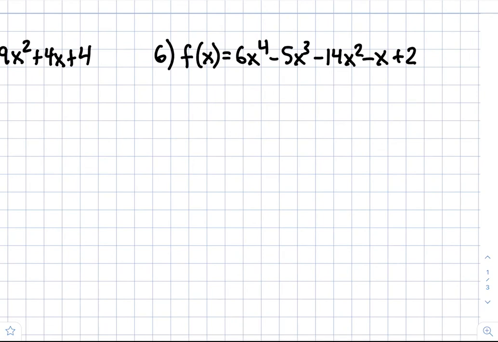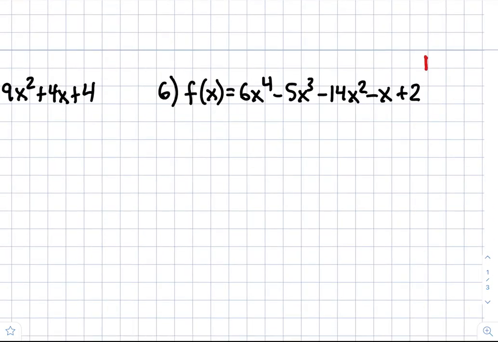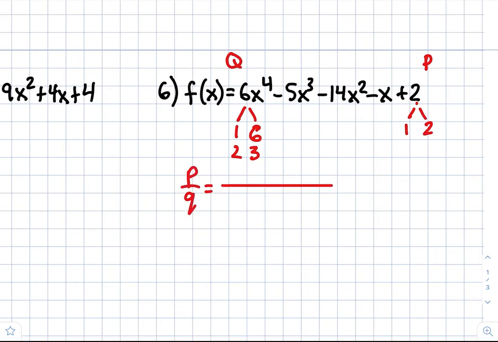So here's number 6. We got P. We got Q. Okay, so factors of 2, right? Just 1 and 2. Factors of 6: 1 and 6, and 2 and 3. So, P over Q lists you plus or minus 1 and 2. That's the factors of 2, right? Now for factors of Q, we got 1, 2, 3, and 6.